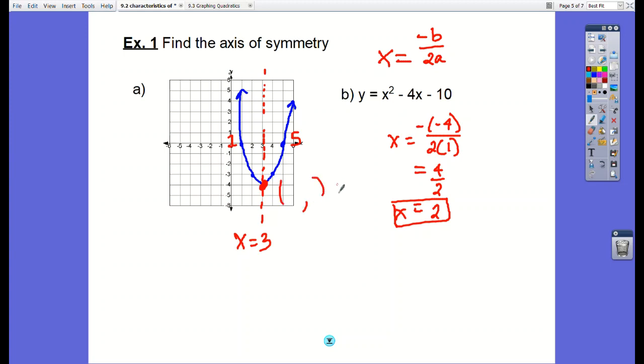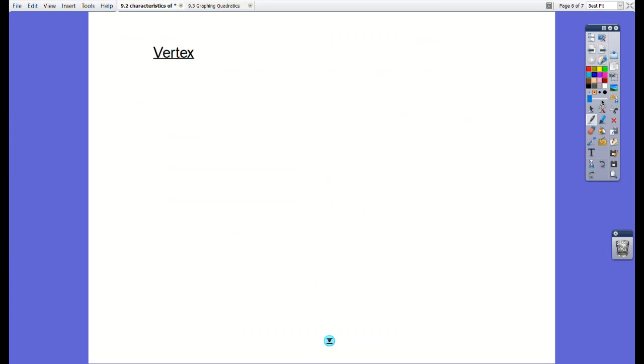Michael. 3, negative 4. All right, so 3, negative 4. So what we will find out is that the x value of the vertex is always the same as the axis of symmetry, right? These are always the same thing, which is really nice. Because then if we want to find the y value, we don't have to do much work. So let's talk about the vertex then, to finish up.